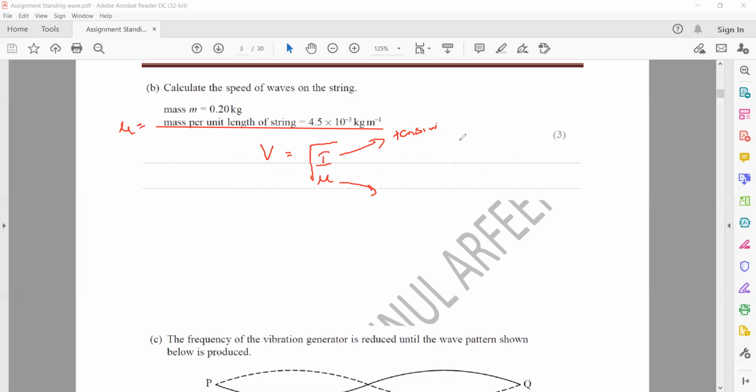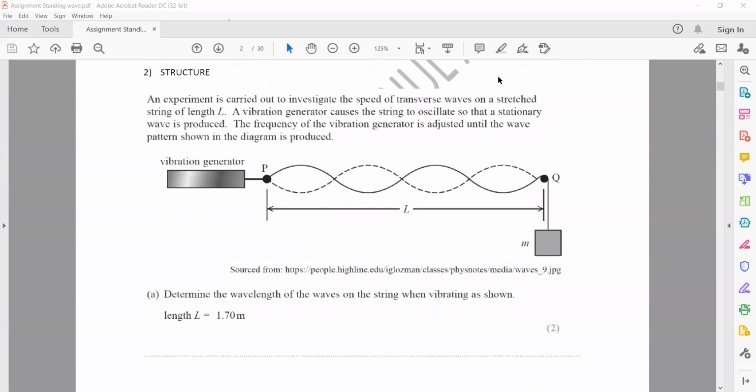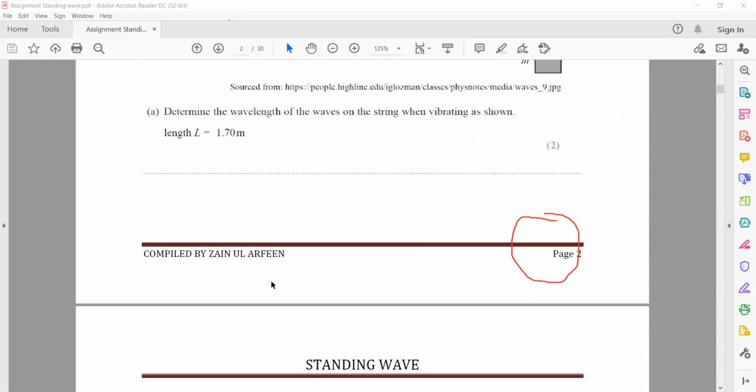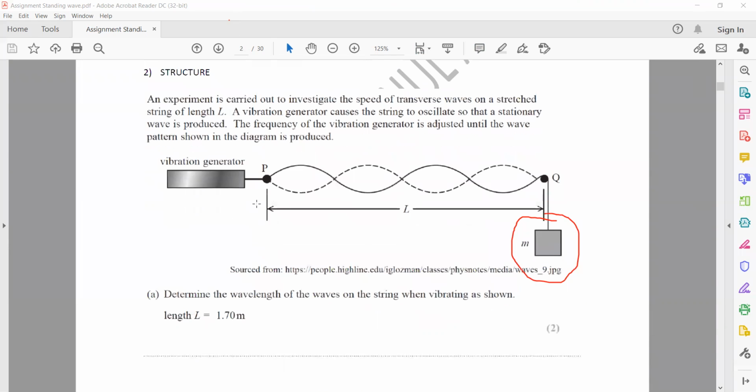When you check the figure, the load which we used here, this mass, will have its weight. So the mass here is 0.2 kg, and that will convert into weight. W equals mg, and that weight will be equal to the tension in the string. So it will be 0.2 multiplied by 9.81, which gives 1.96. So the tension in the string is 1.96 newtons. And the value for the mass per unit length is already given in the question.